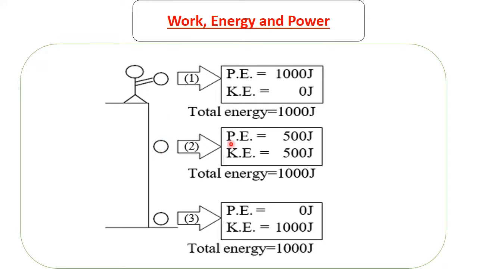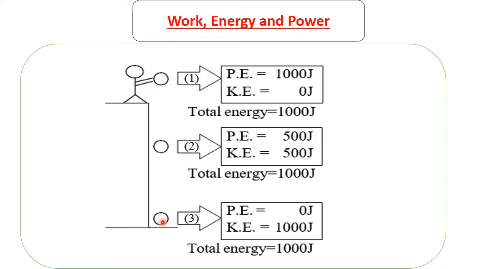As the ball is halfway, the amount of potential energy and the amount of kinetic energy are going to be equal, but the total will still be the same because energy cannot be created or destroyed. Potential energy is going to be lower, kinetic energy is going to be greater. At first it was 0 joules, now it's 500 joules.